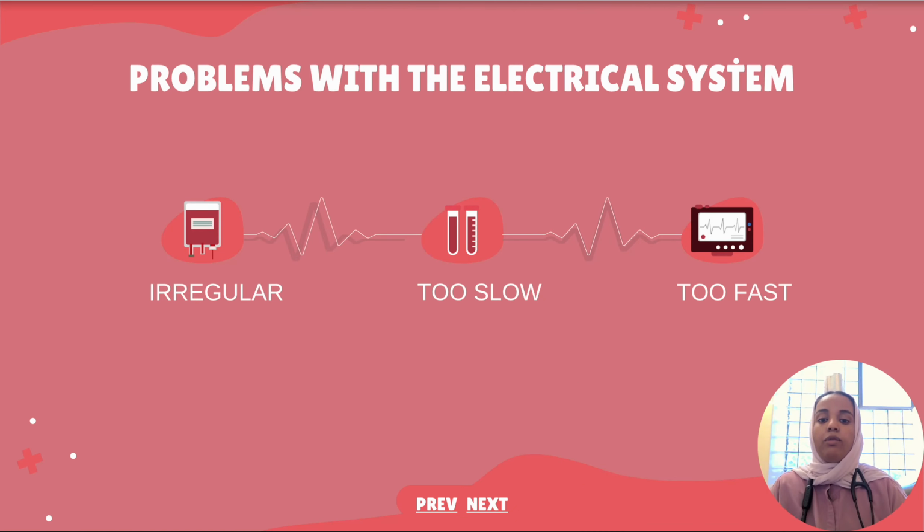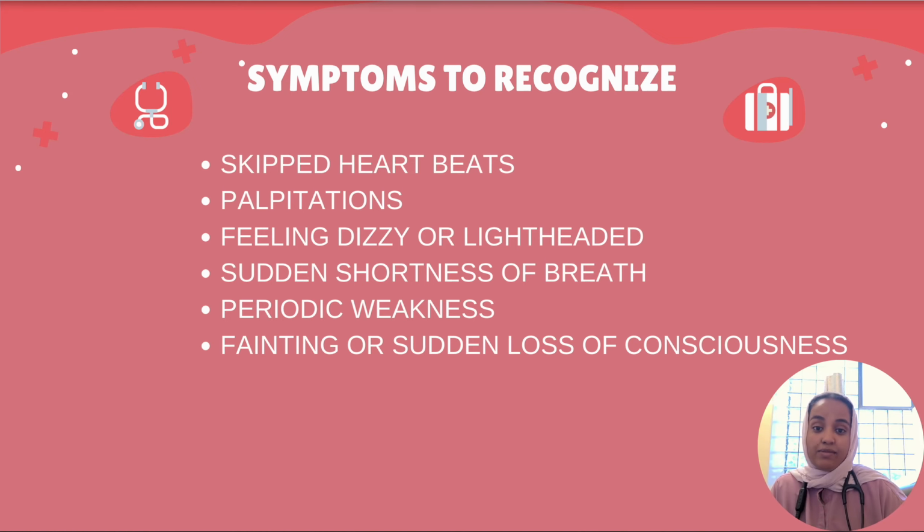Normally, when we discuss the problems of the electrical system, it could be a problem of regularity and it could be a problem of speed. So sometimes there are electrical issues in the heart that can cause your heart rhythm to be irregular, too slow, or too fast. Some of the symptoms that you can recognize if you have problems with the electrical system of your heart are a sensation of a skipped heartbeat, palpitations, feeling dizzy or lightheaded, sudden shortness of breath, periodic weakness, and sometimes even fainting or sudden losses of consciousness.